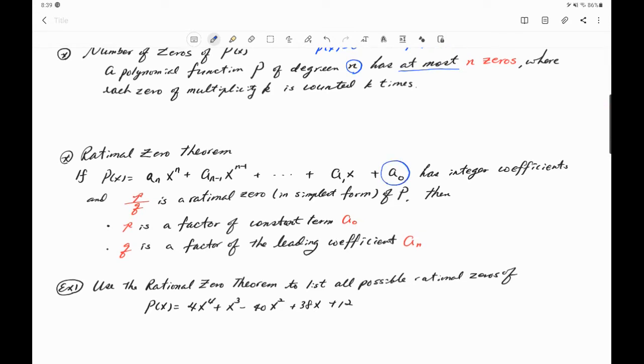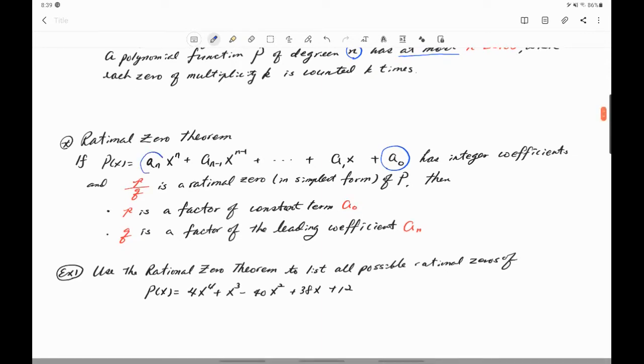a0 is the constant term, right? And then q, the denominator, is a factor of the leading coefficient. What's the leading coefficient? An. Can you see it? All right, so if there is a rational zero, if the root is written as a rational number fraction, then the numerator comes from a factor of the constant, and the denominator q is from the leading coefficient.